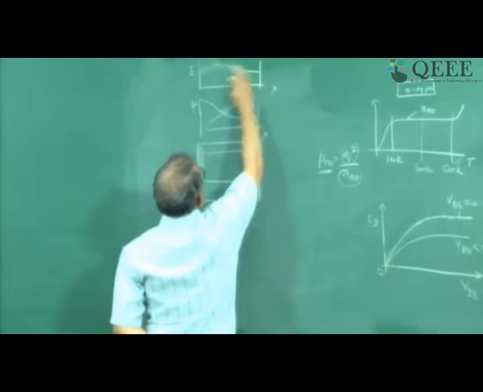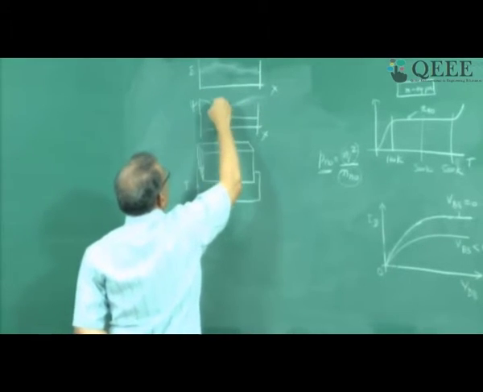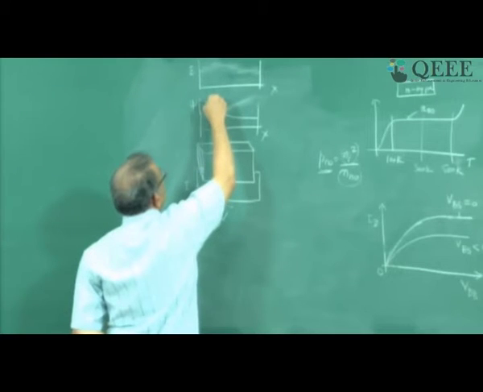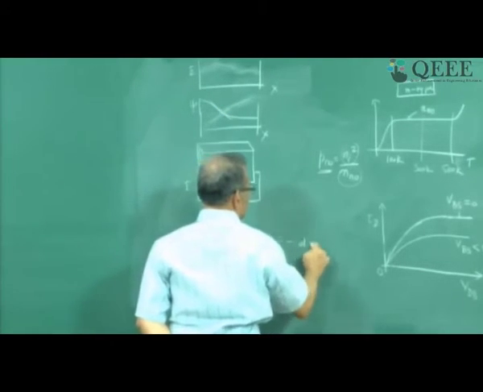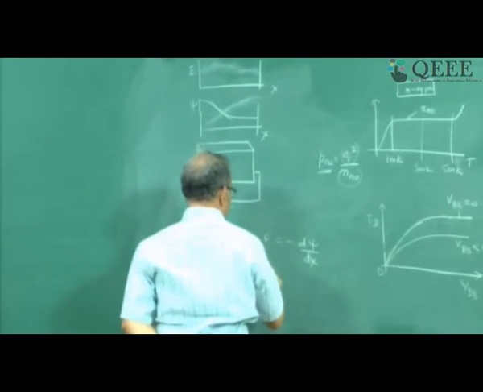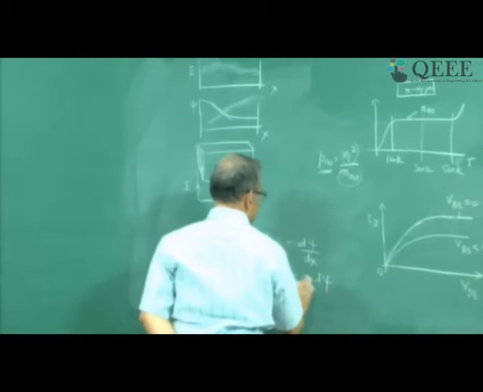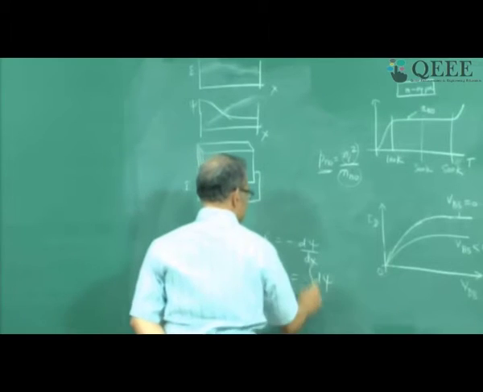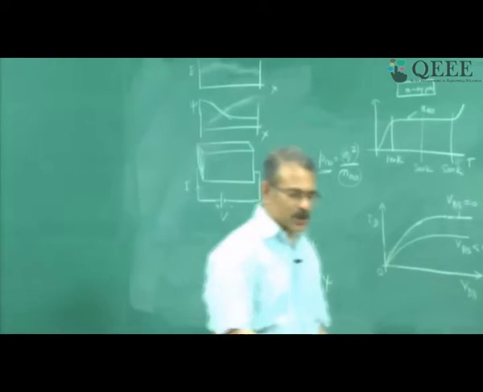The E versus x should actually be shown. E is d psi by dx. So here psi versus x, d psi by dx is negative. Your equation is E equal to minus d psi by dx. And if you try to integrate, so E dx is equal to minus d psi, or minus E dx is d psi. Then you integrate this. So you get the potential from the integration of the electric field. That is what is shown here.